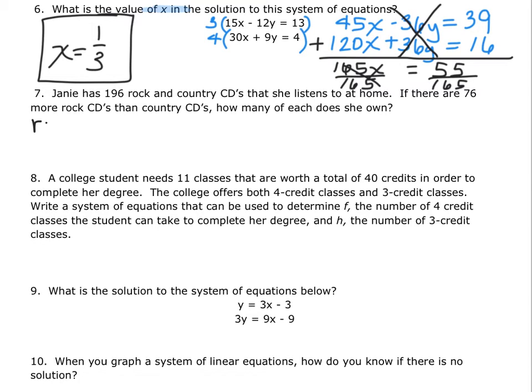I'm going to say R is going to be the number of rock CDs. C is going to be the number of country CDs. So how many total CDs does Janie have? 196. So I can write the first equation, R plus C equals 196.